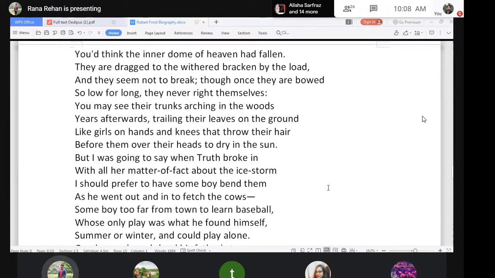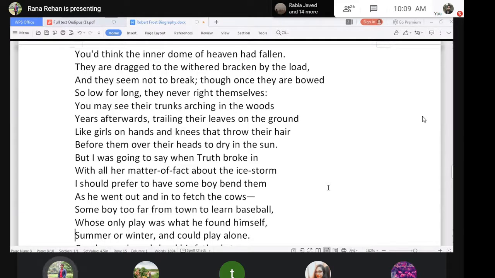But I was going to say, when the truth broke in with all her matter of fact, and what is the reality, what is the fact, what is the truth that just broke in, that he wants to say, the ice storm. I should prefer to have some boy bend them as he went out and in to fetch the cows. Now he is talking about his childhood. He says that let me say the truth now, that it was not the ice storm, it was the boy. It was the boy who went out and in to fetch the cows.